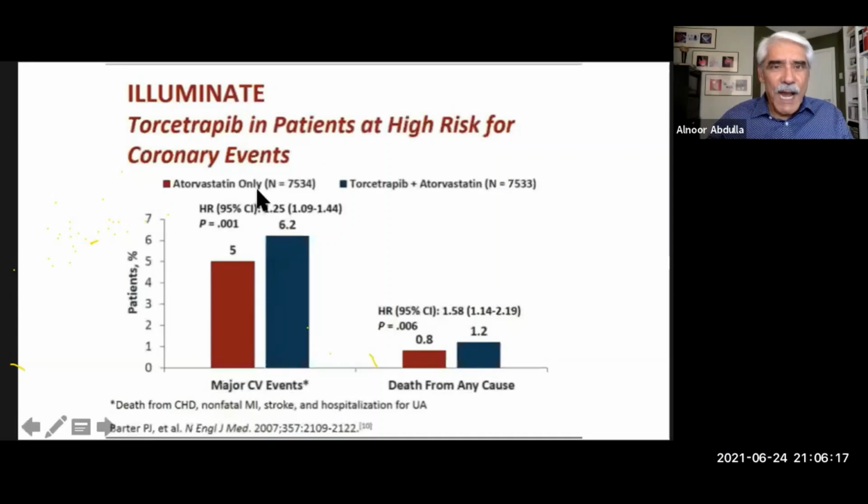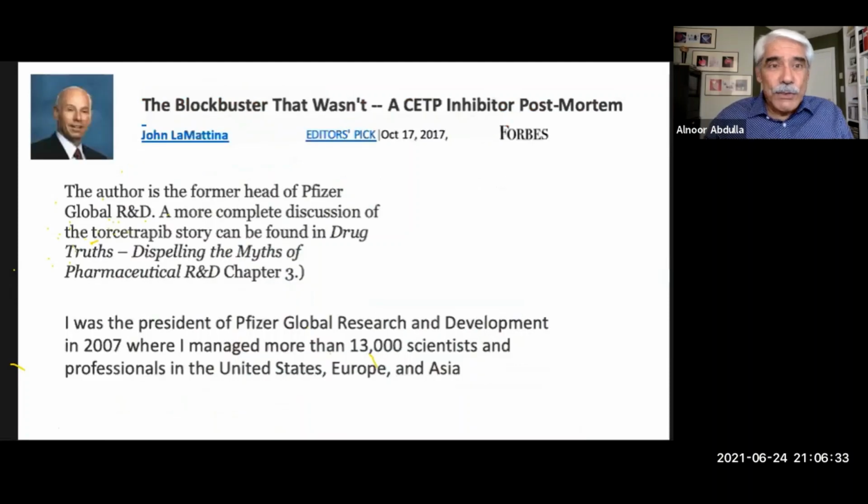But when you looked at the high-risk group, people who were at risk of really having events or dying, the group that got the CETP inhibitor actually had more events and actually had more mortality. So this person, John LaMantina, who at that time was the president of Pfizer and head of all the research and development of over 1,300 scientists all over Europe, wrote a book on that issue.